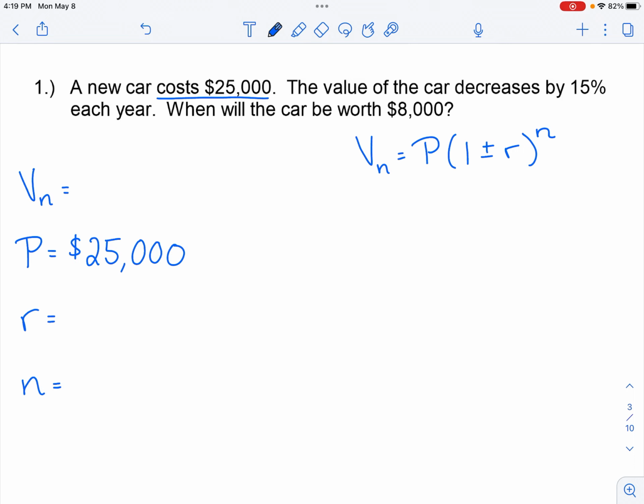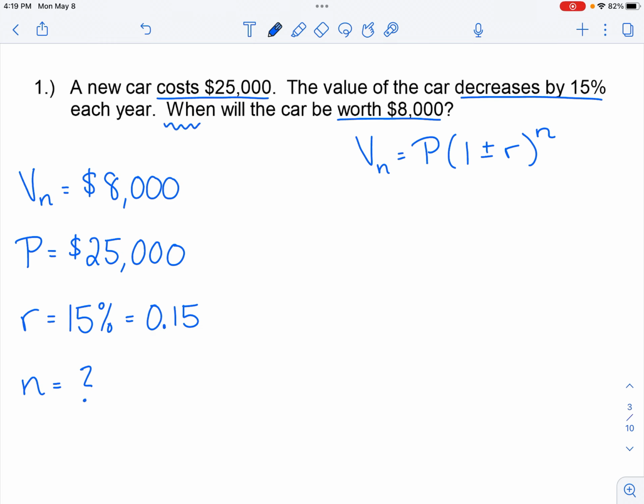The value of the car decreases by 15%. So that's a rate, 15%, which is 0.15 in decimal format. Then it says, when will the car be worth $8,000? That's the amount of money that we want to end up with after a period of time. That's the value of the car that we're looking for. So n, the number of years, is what we're solving for: when.